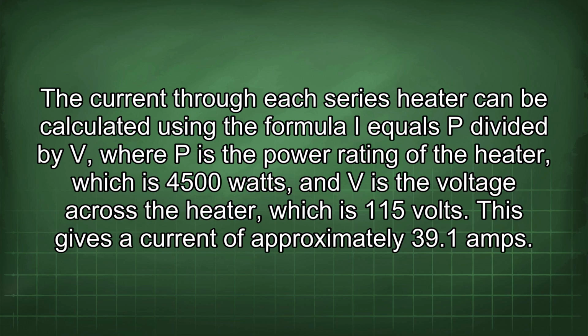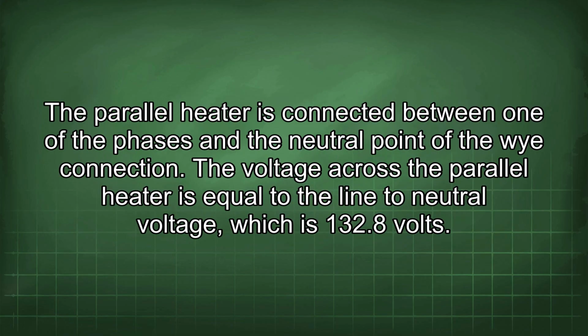The current through each series heater can be calculated using the formula I equals P divided by V, where P is the power rating of the heater, which is 4,500 watts, and V is the voltage across the heater, which is 115 volts. This gives a current of approximately 39.1 amps. The parallel heater is connected between one of the phases and the neutral point of the Y connection. The voltage across the parallel heater is equal to the line-to-neutral voltage, which is 132.8 volts.